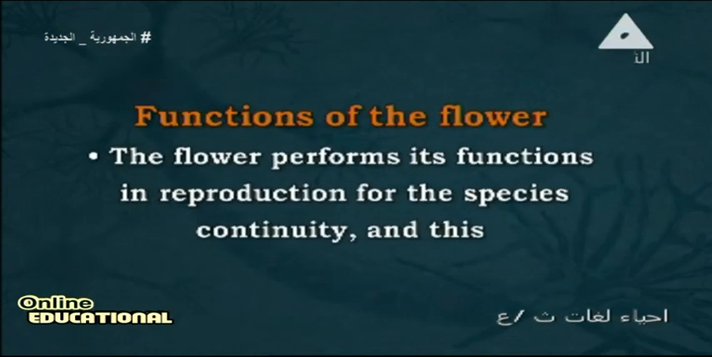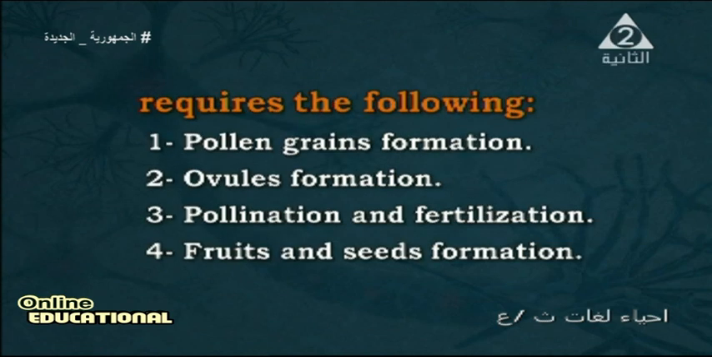What is the function of the flower? The flower performs its function in reproduction for species continuity. Okay, also flowers need to keep their species from extinction, so they undergo reproduction. Reproduction in flower requires first, formation of pollen grains, number 2, formation of ovule, number 3, pollination and fertilization, number 4, fruits and seed formation.